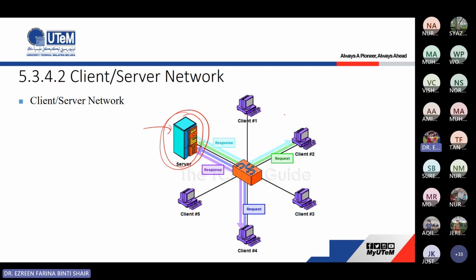Okay, so in summary, in the client-server network, you have one single server here, and the other computers act as the clients. So for example, if client 2 requests something from the server, the server will respond. For all requests, clients 1, 2, 3, 4, and 5 can request everything from the server, and this server will respond to clients 1, 2, 3, 4, and 5.